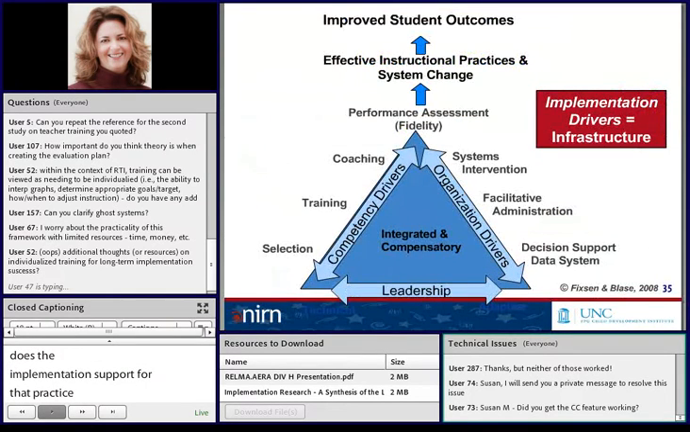So let's talk about those organizational drivers. On the right-hand side of that triangle there: decision support data system, facilitative administration, and systems intervention.